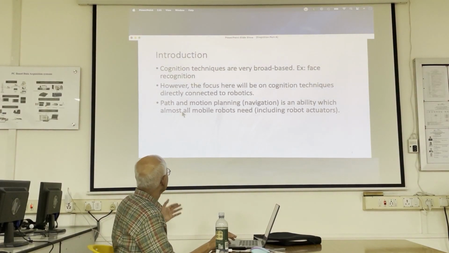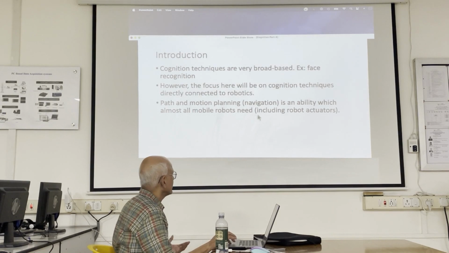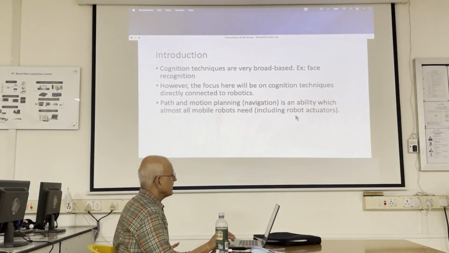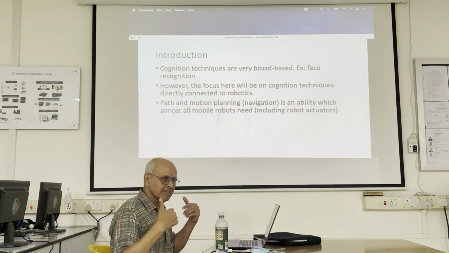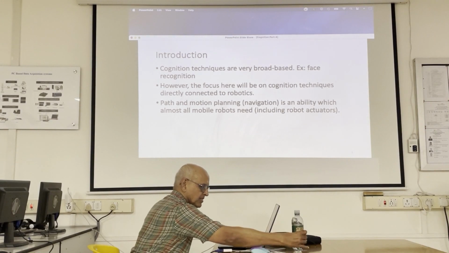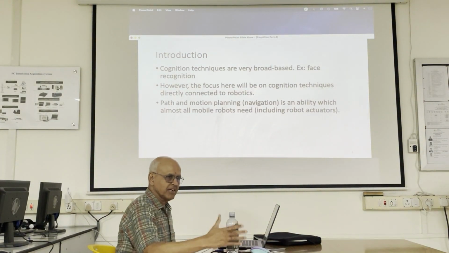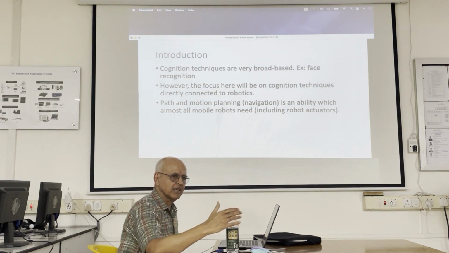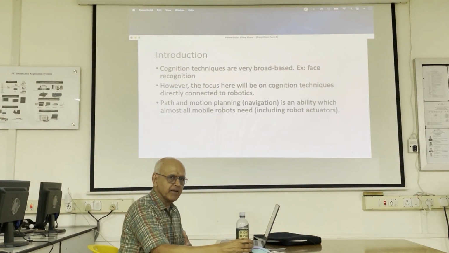So that's why in the third bullet I say path and motion planning is an ability which almost all mobile robots need. And by the way, the other branch of robotics, moving arms, they also need motion planning. Because if I'm going to pick up this, if this is here, that's path planning, right? Because the tip has to move in a certain way. If I move like this, I'm going to hit this. So that also involves path planning.